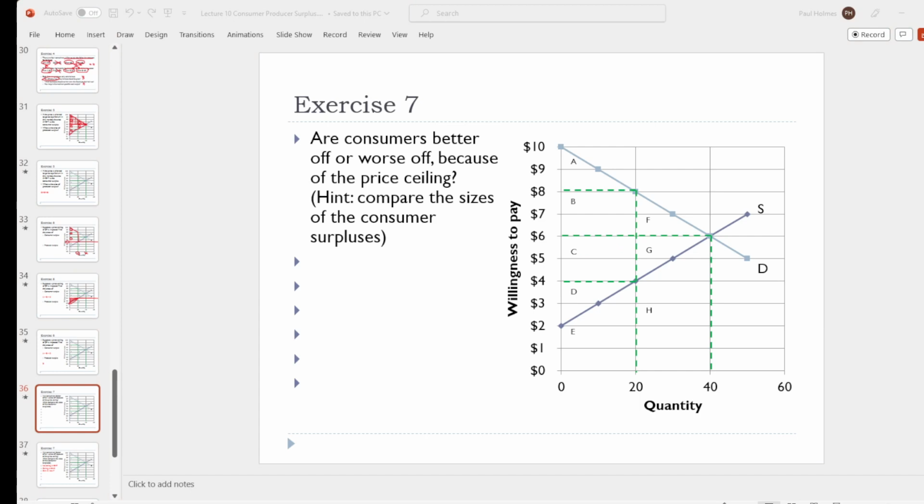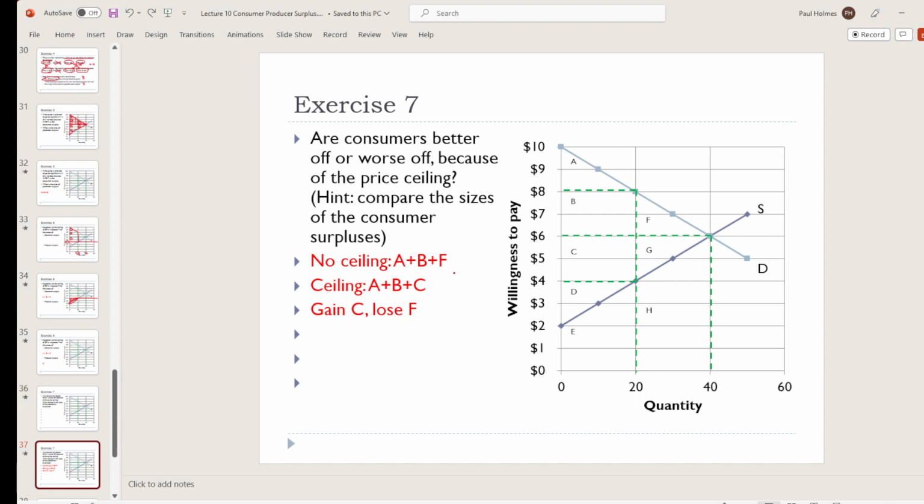So our consumer surplus originally without the price ceiling was A, B, and F. With the price ceiling, it's now A, B, and C. So what's happened is we've gained area C and we've lost area F. So in order to say whether the consumers are better off, all it comes down to is which is bigger, C or F. Now visually you can see that C is bigger, but you could also do it mathematically, right?